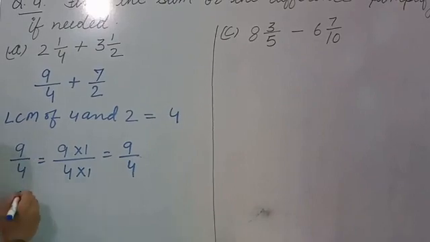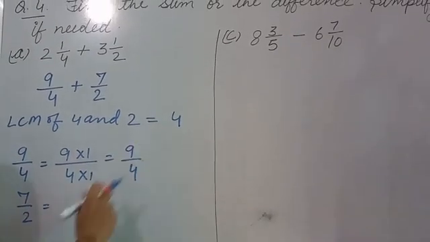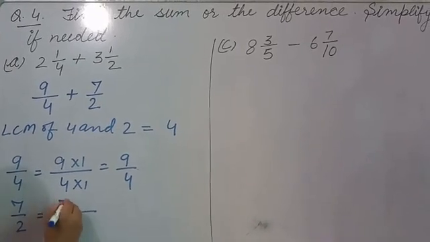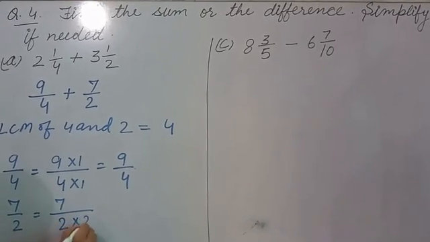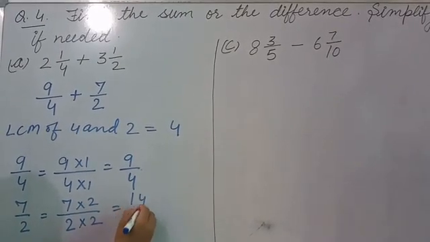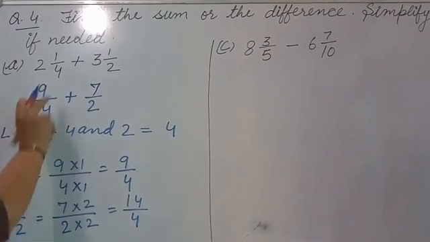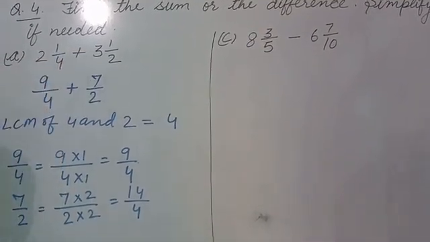Next is 7 upon 2. Now how can we make it 4? 2 2s are 4. We have to make 2 into 4. So we should multiply by 2. Multiply by 2. So 7 2s are 14 and 2 2s are 4. Okay. Now what will we do? Now we will do add, because there is plus symbol. So we will do addition.